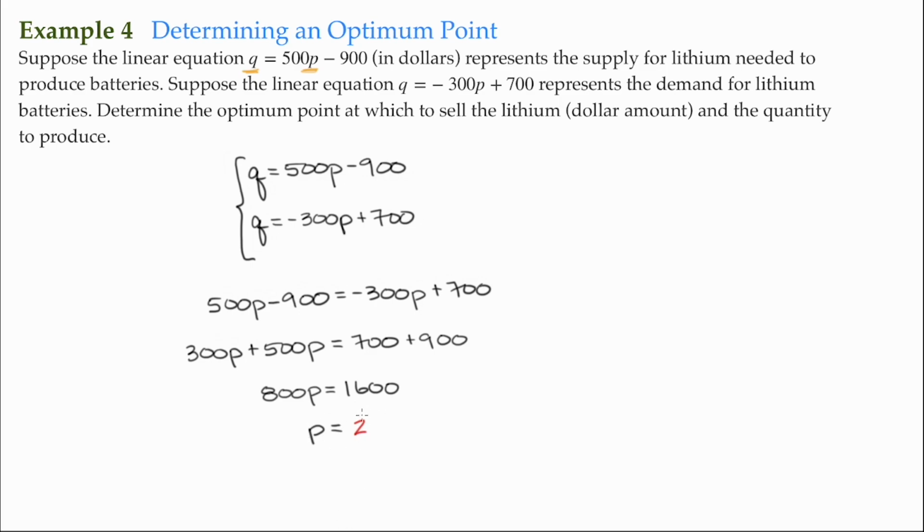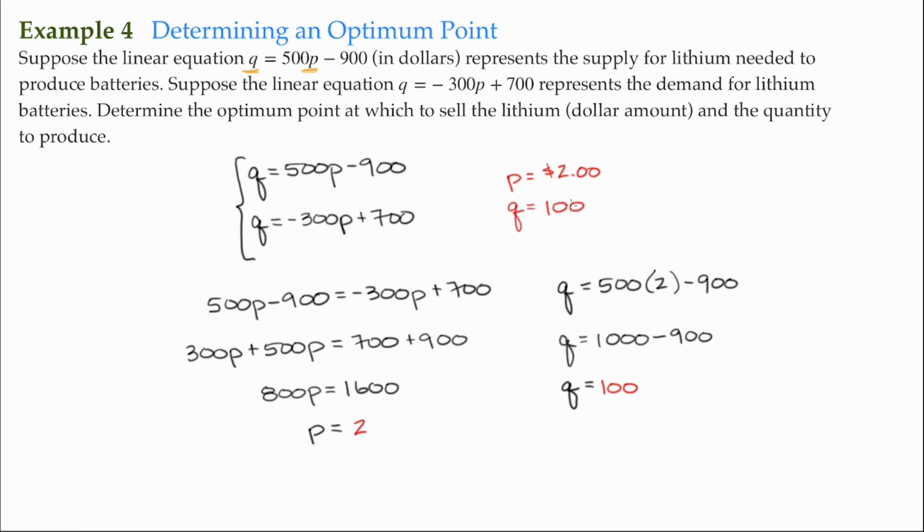We then take this value, plug it in for either one of these equations, and solve for Q. We'll go ahead and do it for the first one here. So then Q is going to be equal to 500 times 2 minus 900. 500 times 2, that's 1,000, minus 900. So the quantity should be 100. So for this scenario, the price for the lithium should be $2. And the quantity they should make with that is 100.